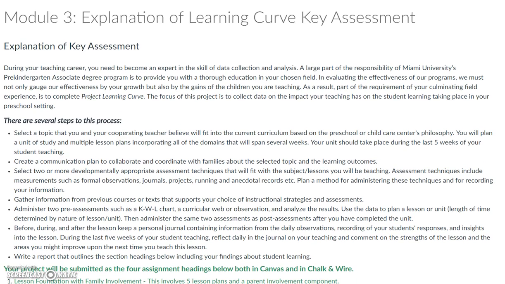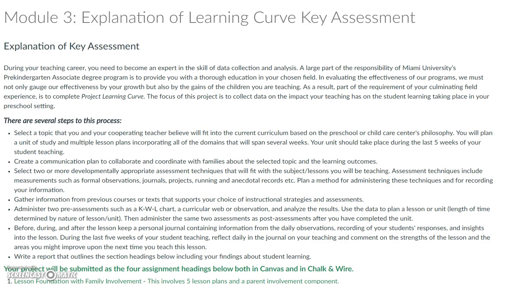The first step, and I want to emphasize the last 5 weeks, not the entire student teaching, is that you're going to work with your cooperating teacher to select a topic that will fit into the current curriculum. This can be a topic you're already doing, or a topic that your teacher was moving to next. So this is something that you'll need to decide together. You're going to come up with a communication plan to collaborate and coordinate with families about the learning outcomes. So maybe in a newsletter, you'll let families know what's going on, or maybe your teacher can add it into how they report information to families.